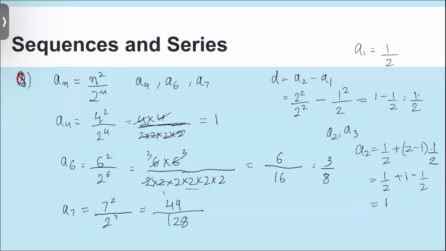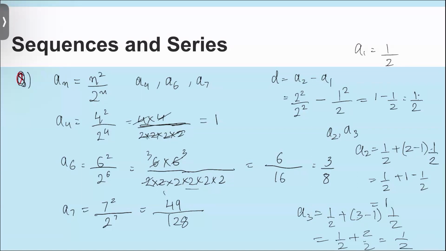Okay, so we are getting a2 as calculated. And your a3 would then be 1 by 2 plus (3 minus 1) times 1 by 2. So this is 3 minus 1, so this is 1 by 2 plus 2 by 2. So your a3 becomes 1 by 2.